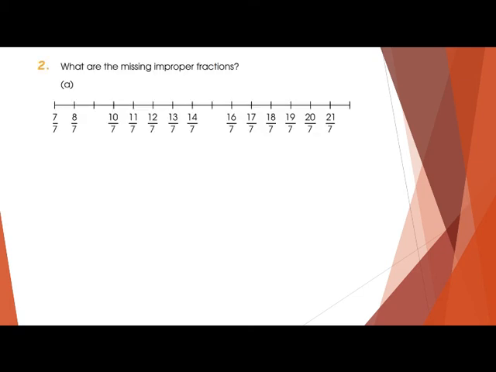What are the missing improper fractions in this question? You already noticed the sequence 7, 8, what will it be, 9 upon 7, and 14, 15 upon 7. Next one is 21 upon 7, it will be 22 upon 7.